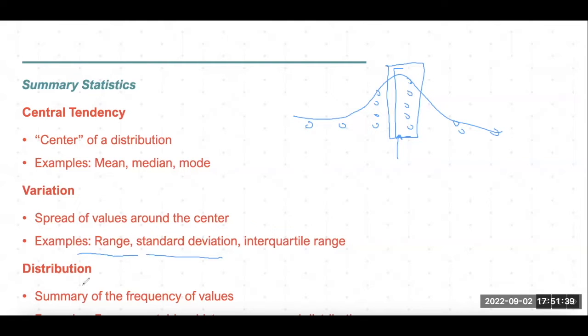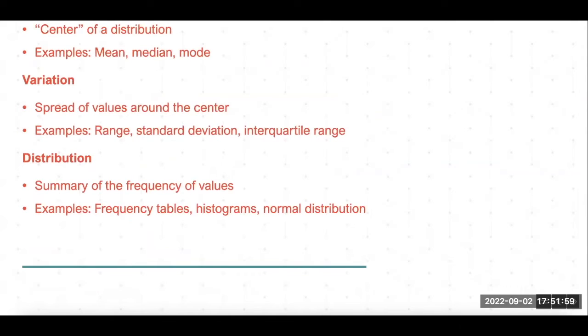Then we've got the distribution. The distribution helps you understand that variation. Distribution talks about the summary of the frequency of values. So that includes frequency tables, histograms, and normal distribution. We'll start with central tendency.